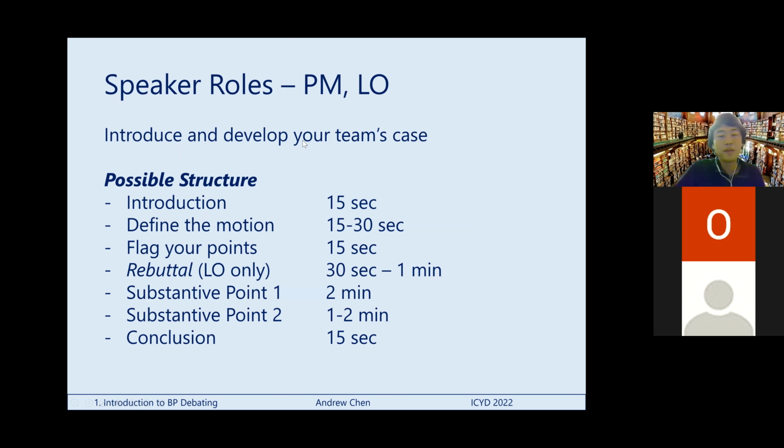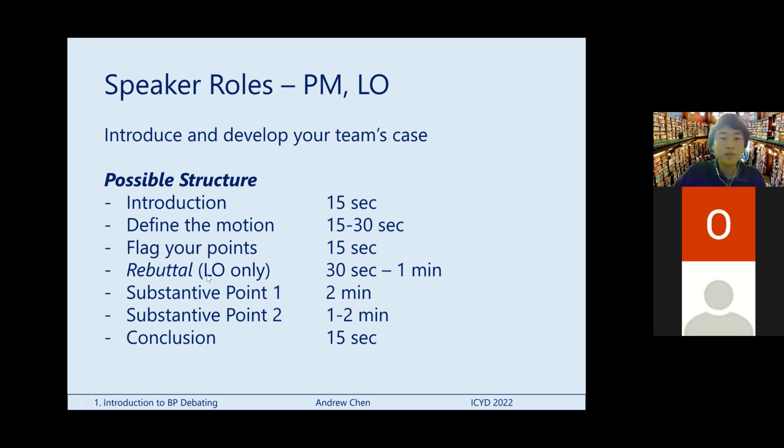Let's just run through the speaker roles, since this is a bit boring, but something you do need to know to follow the rules of BP debating. So starting off, the Prime Minister and the Leader of the Opposition. Your role here is to basically introduce and develop your team's case. One possible way you can do this, and it's a bit of a formula, you don't have to follow it, but it is just to give you an idea of how you might spend your time. So you have your introduction, which is exactly what you think it is. Then you define a motion. We'll talk a little bit about that on the next slide. You flag your points. So you just say, maybe I have 3 points. My first point is this, my second point is that.